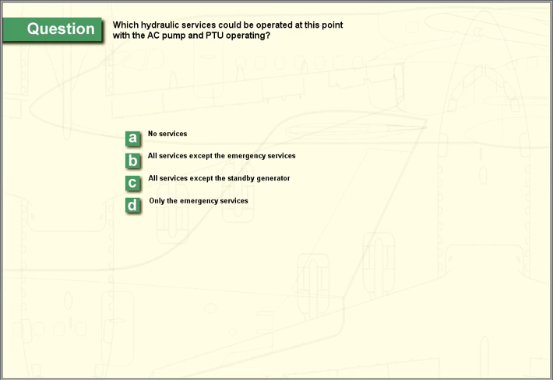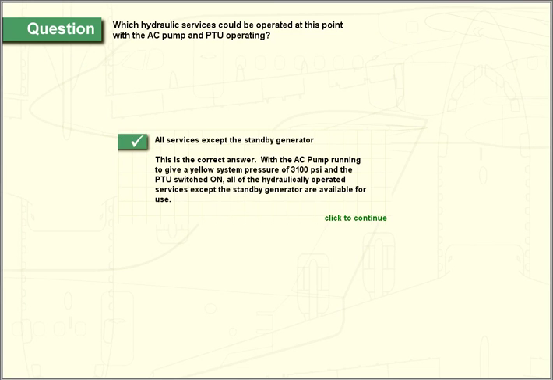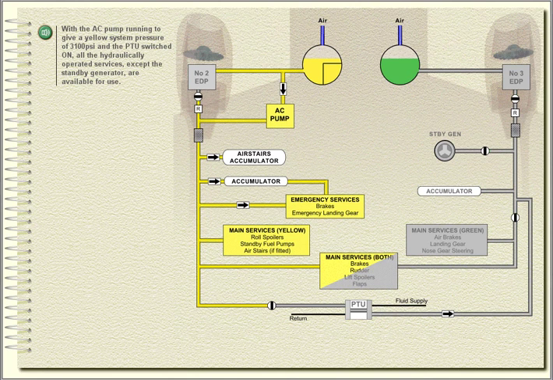Which hydraulic services could be operated at this point with the AC pump and PTU operating? With the AC pump running to give a yellow system pressure of 3100 psi and the PTU switched on, all the hydraulically operated services, except the standby generator, are available for use.